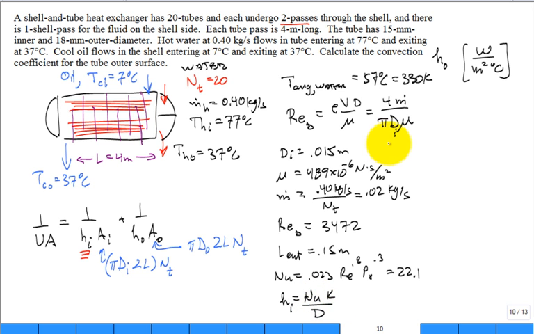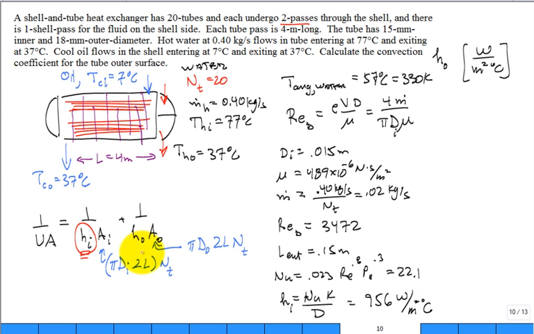You have to go back and get the thermal conductivity of water at 330 Kelvin, and you get the h is 956 watts per meter squared degree C. A lot of work to get h inner. So we finally got this term calculated.